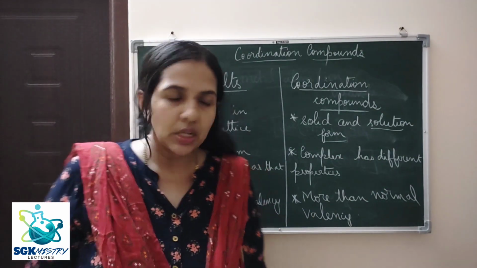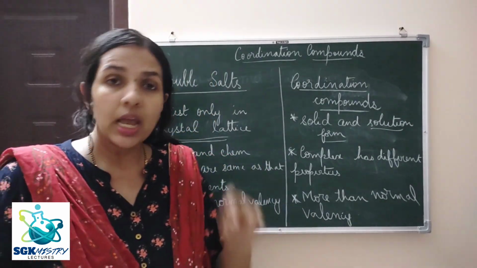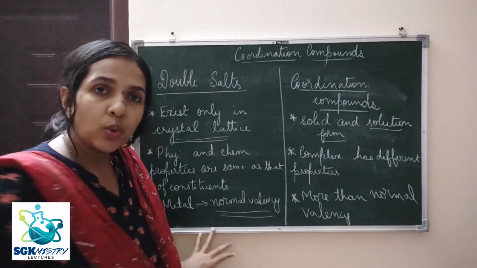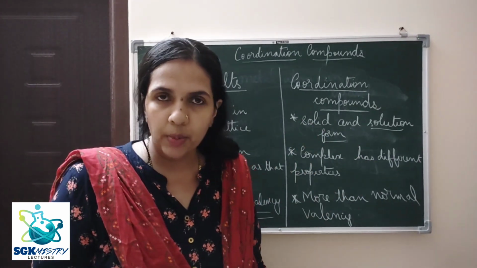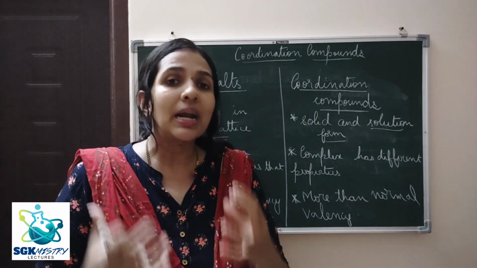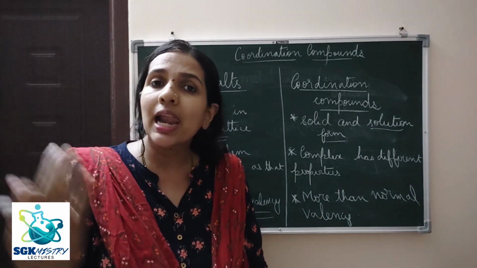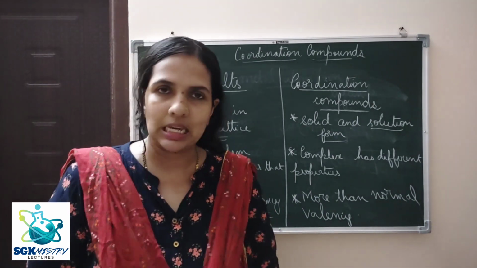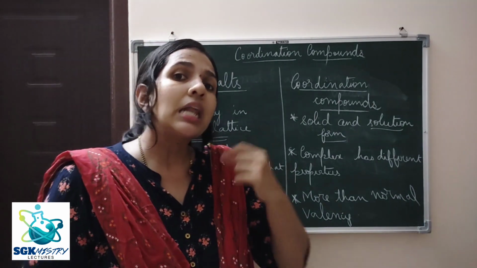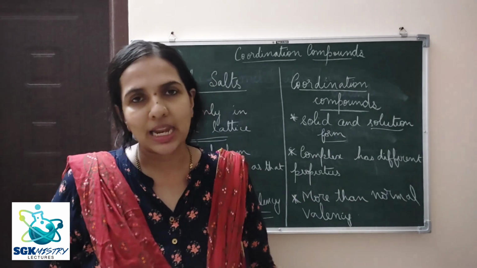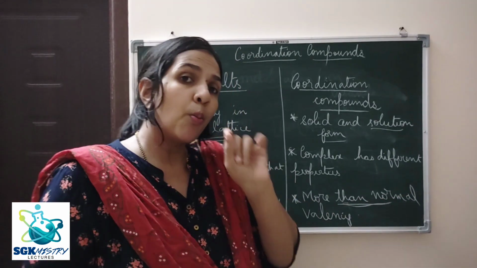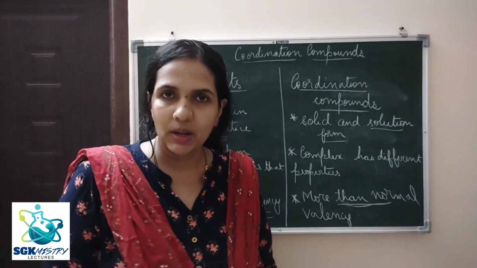Talking about the third difference, in case of double salt, the metal shows the normal valency. Whereas in case of coordination compounds, the metal ion or the metal atom is surrounded by a large number of neutral or negative species which are called ligands. So here the valency is more than the normal valency of the metal. The metal exhibits more valency than its normal valency.